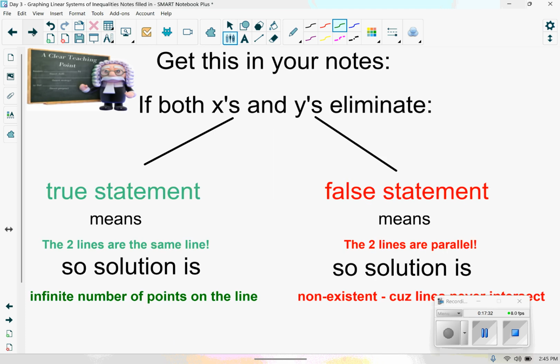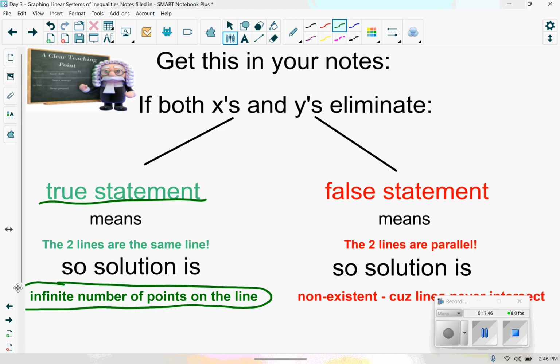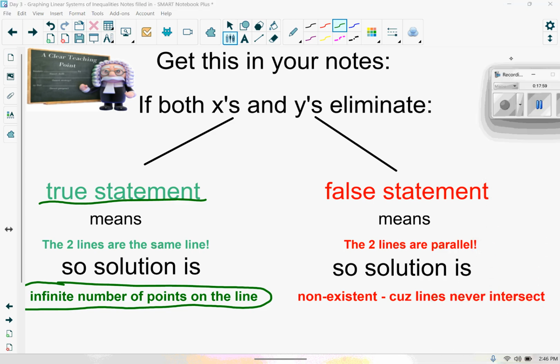Remember, and get this in your notes. If both x's and y's eliminate and you're left with a true statement, that means the two lines are the same line, so the solution is an infinite number of points on the line. If both x and y eliminate and you get a false statement, that means the two lines are parallel, so the solution is no solution, non-existent, because the lines never intersect.